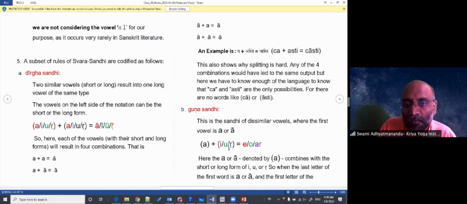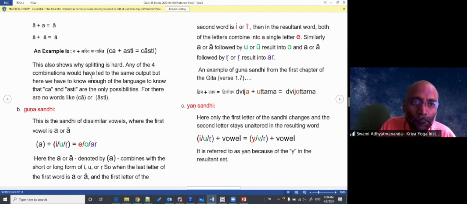Akara followed by Ikara, Ukara or Rukara. The combined letter results into A, O, R. For example, Guna Sandhi example we covered last time. Dvijottama, Dvija, Uttama, Dvijottama. Akara followed by Ukara becomes Okara.